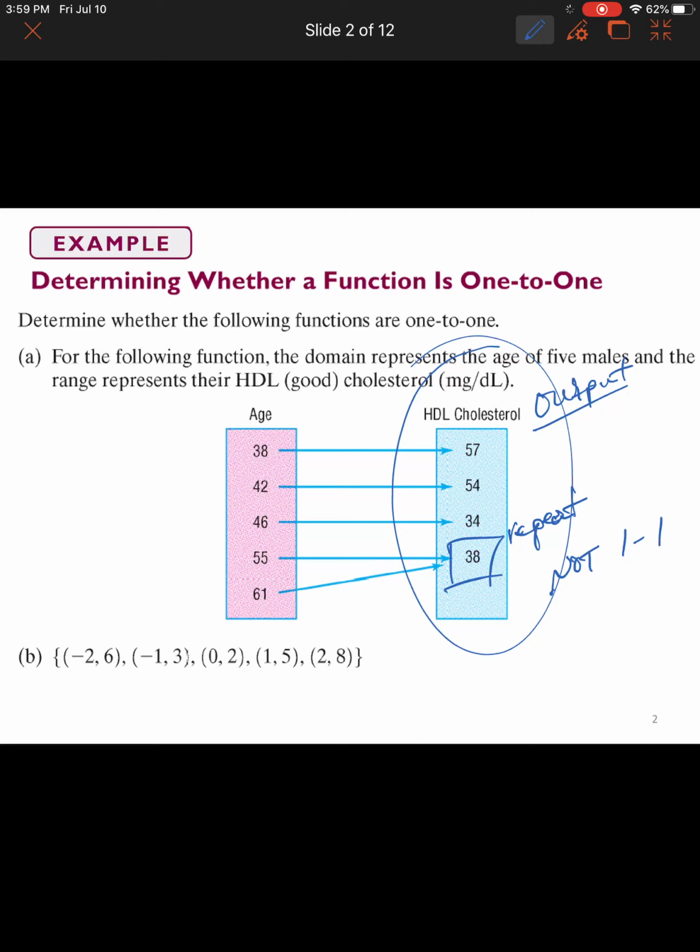All right, so part B, we have another set of data. We know it's a function because it says determine if it's a one-to-one function. Now we're going to check these outputs, see if any repeat. None of the outputs repeat, therefore that function is one-to-one. I know, it's too easy. Let's keep going.